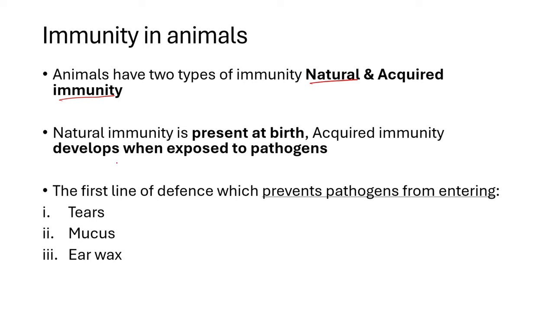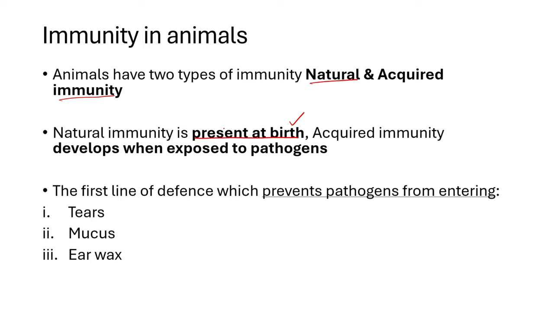So the natural immunity is that immunity that is present at birth. Do you see all these words that I've written in bold or highlighted in bold, these dark words? Those are very important. You need to know them, because when they ask anything about natural immunity, you know that the immunity is present at birth. When you are born, you have immunity.